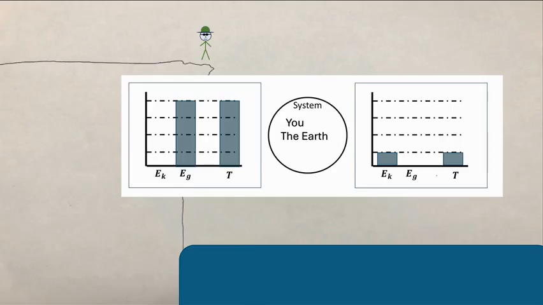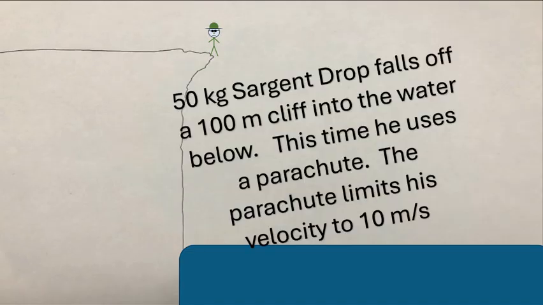So let me show you an example, and we're going to look at this example through several different ways, each time choosing a new system and see how it differs. All right. So the situation is the same each time. Sergeant Drop is going to jump off of a cliff into the water. He's going to use a parachute, and the parachute limits him to a velocity of 10 meters per second. So it's the same thing you saw in the last video.